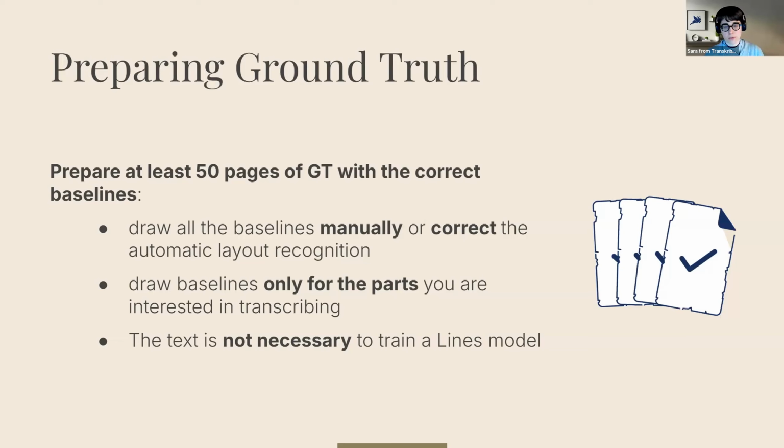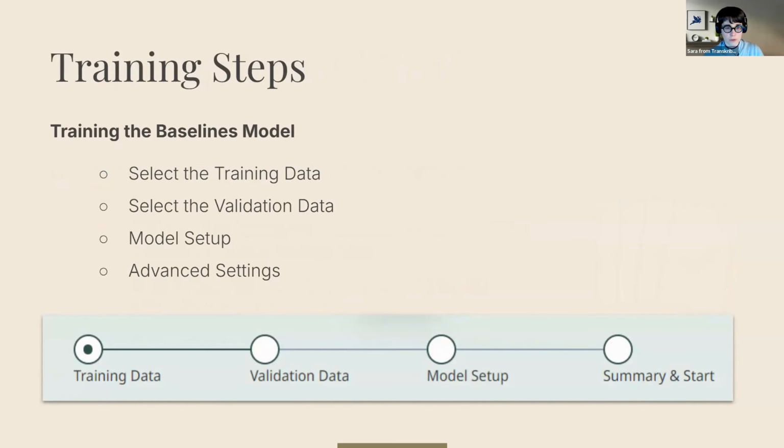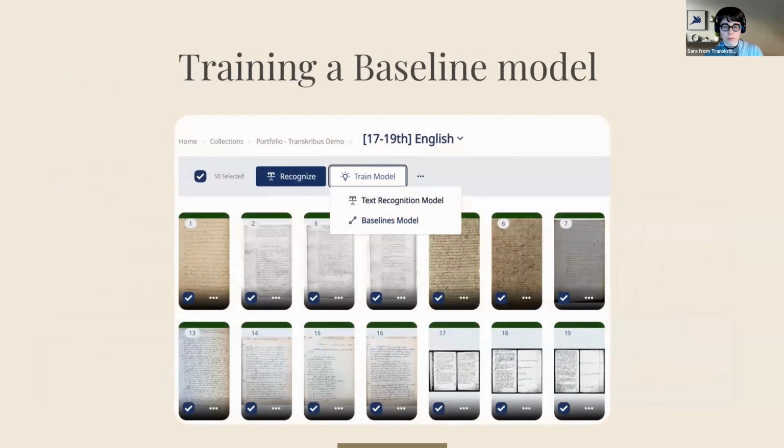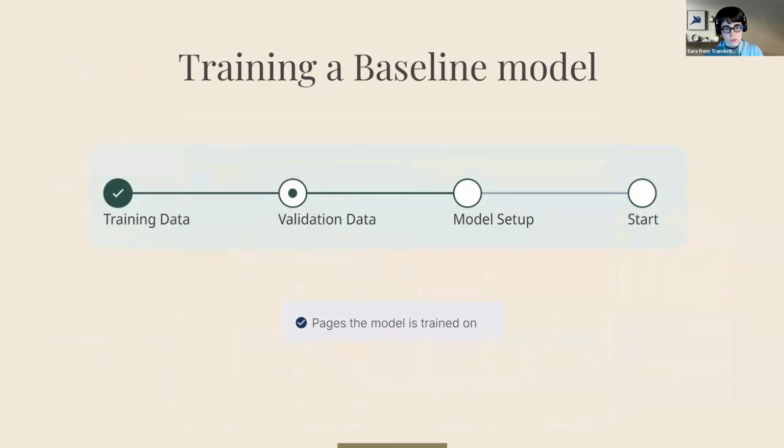And when you train a baseline model, the text is not necessary. So what you need to do is just correct the baselines, and you don't need to correct the polygons, and you don't need to correct or transcribe the text. When you have your 50 pages of ground truth, you can go to train your baseline model. The first thing to do is to select the training data, which are the pages that the model will be trained on. It's very similar to the text recognition models.